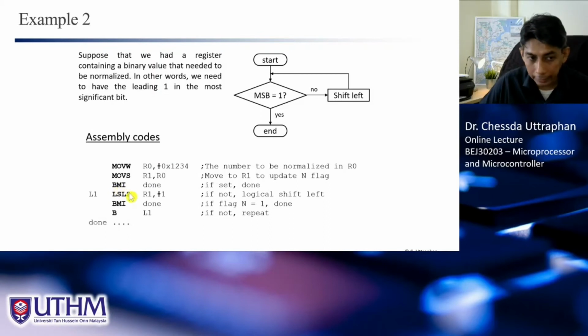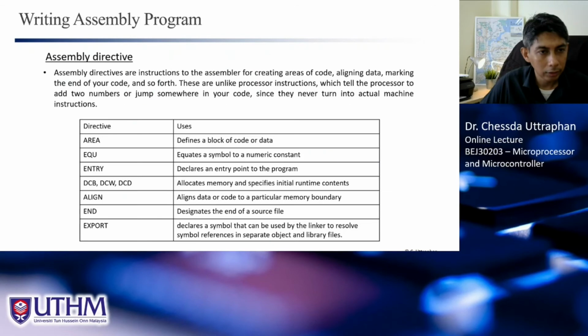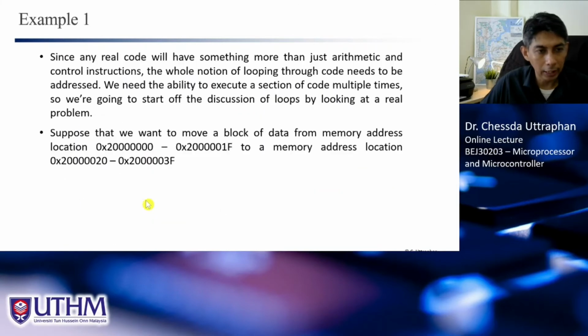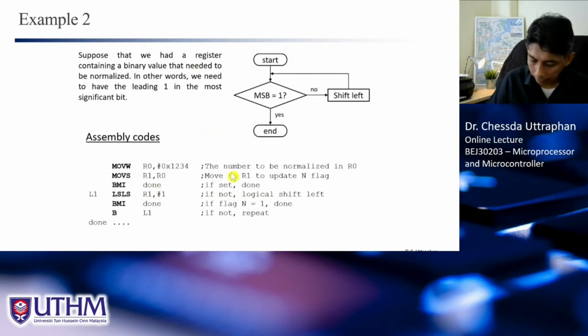BMI is branch if minus. If we go back to this, BMI is branch if minus or negative, or N set, right? So in this case, if minus, done. If already negative, it means we are done, because we want to check whether the MSB equals 1 or not, right? So done, no need to do this. But if this is not negative, then we need to shift. This is logical shift left.